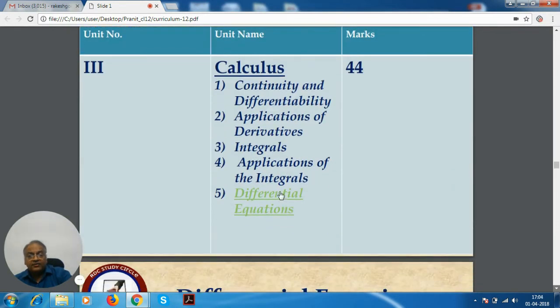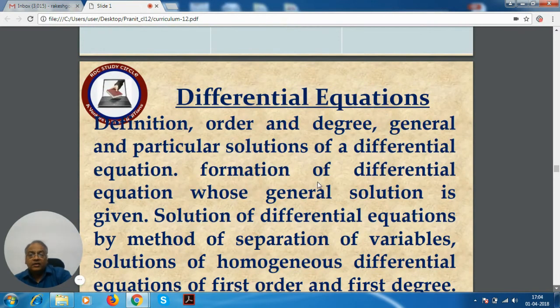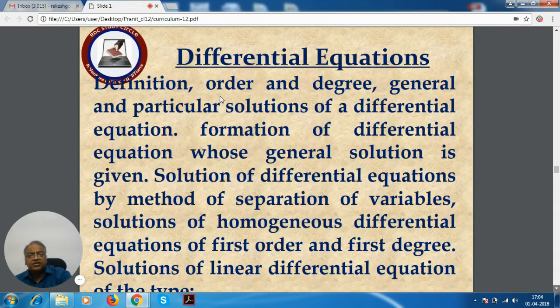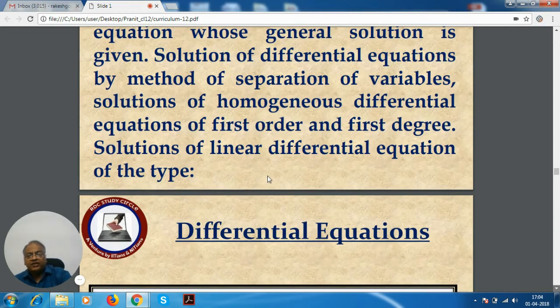Then the next chapter, or the last chapter of this unit, is differential equations. In differential equations, it's a definition, order and degree of the differential equation, general and particular solution, formation of differential equation when the general solution is given, solution of differential equations by method of separation of variables, then solutions of homogeneous differential equation of first order and first degree, solutions of linear differential equation.